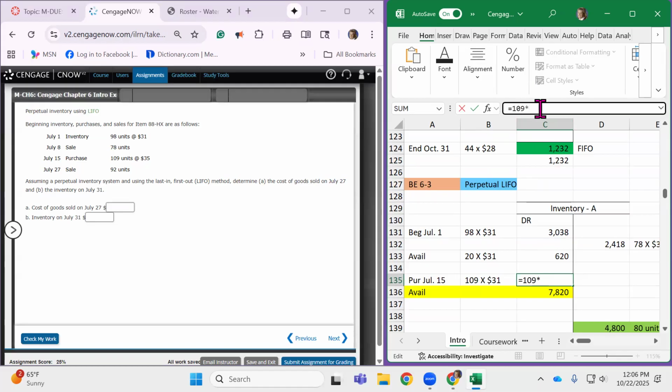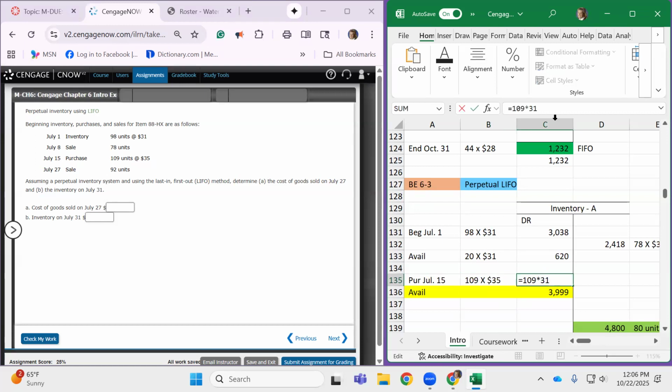109 times 31 is $3,379. That's the purchase we just made. And this is at 35. So let me go ahead and make sure that gets changed. Make sure I put that in right here.